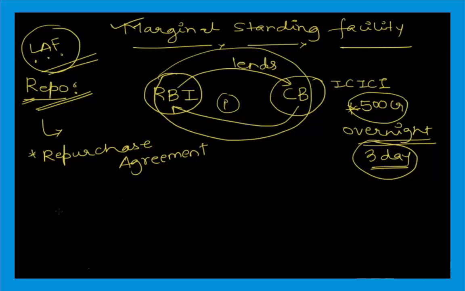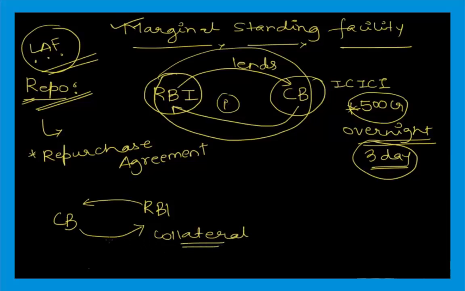What happens is, when commercial banks borrow from RBI, they have to keep something as collateral with the RBI for them to borrow money. Now what do they keep as collateral? They keep securities permitted under SLR as collateral. First, let's understand what SLR is. SLR stands for statutory liquidity ratio.